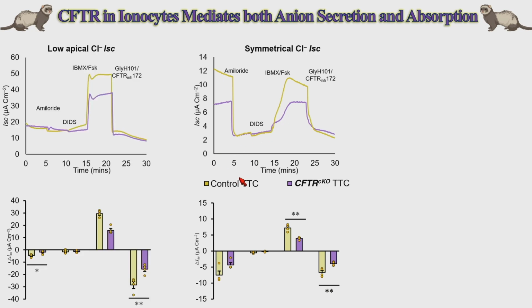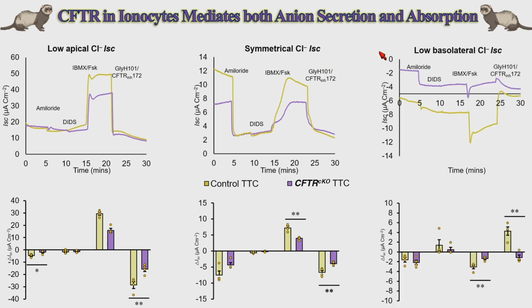And then we decided to repeat the same experiment, but under low apical chloride buffer. And we can see that, again, in cultures with ionocyte-specific CFTR deletion, we have less chloride secretion as opposed to control groups. After that, we switched buffers, and we measured the current under low basolateral chloride. And here, again, there's a significant difference between these two groups, but forskolin induced not chloride secretion, but chloride absorption in both groups. And chloride absorption in response to forskolin was significantly reduced in cultures with ionocyte-specific CFTR deletion.